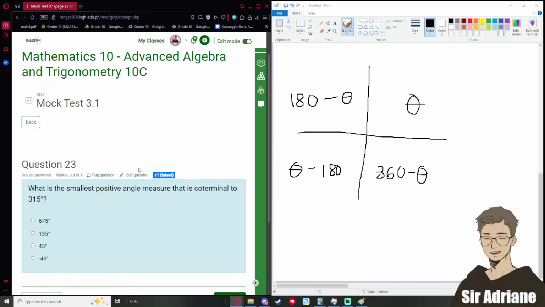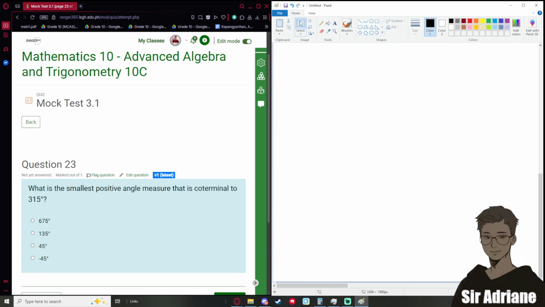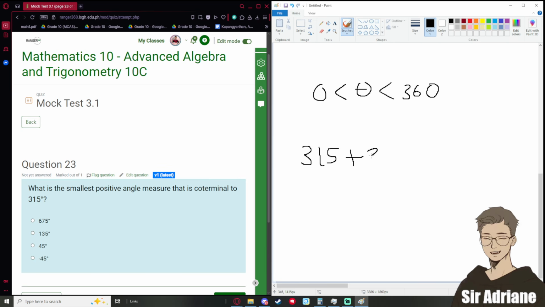What is the smallest positive angle measure that is coterminal to 350? So we know that the SPAC, we simply have to either add or subtract multiples of 360 degrees. And for this case, since the angle is between 0 and 360, 315 is between 0 and 360. We just need to add 360. So 315 plus 360, we have 675 degrees.